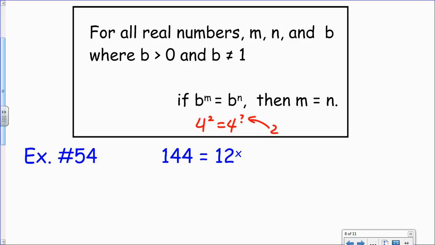Okay, so I have 2 bases. I have 144 and I have 12. So the first thing I want to do is start with the smaller one. I want to write things in terms of the smaller base. It's much easier to do that than try to go from the smaller to bigger. So the smaller one is 12. Is there a way I can write 144 as base 12? Can I rewrite 144 so it has a base of 12? Yes, it would be 12 to what power? Yep. So I can rewrite that as 12 squared.